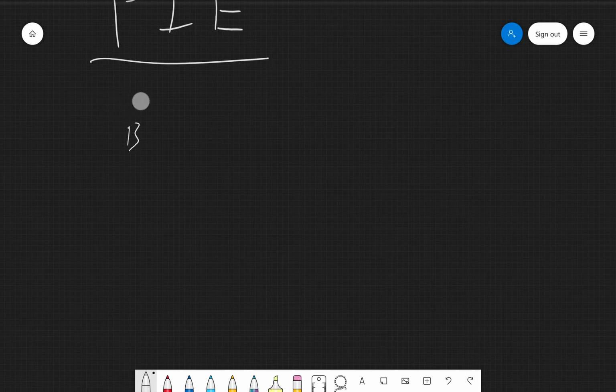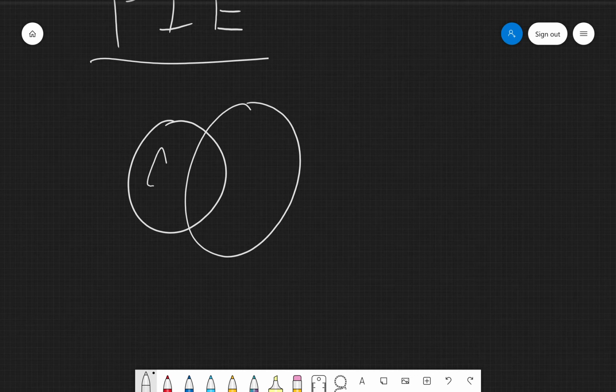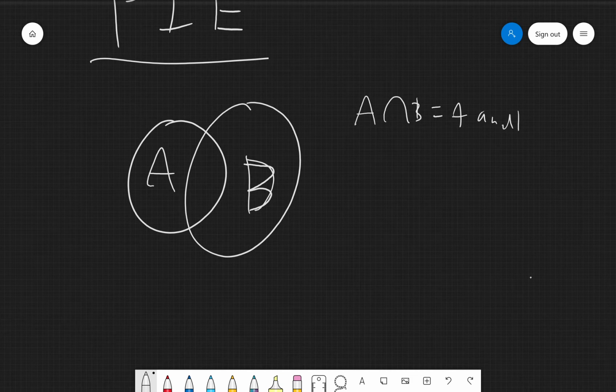When we draw our Venn diagram, this whole circle is event A, and this floppy circle is event B. And we know from our set notation video in algebra 2 that this means the intersection. So A intersection B means A and B, and A union B equals A or B.